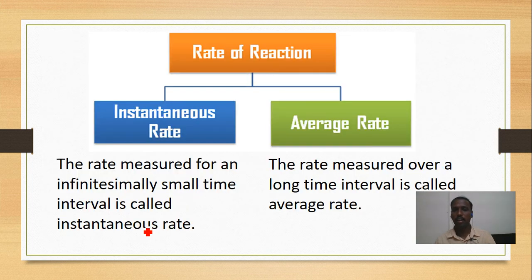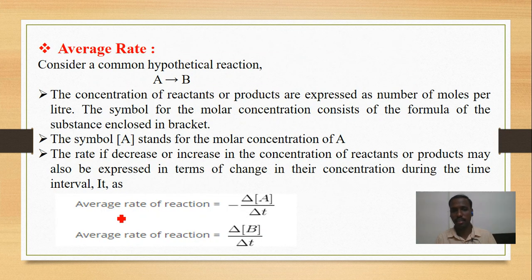Then the rate of reaction is of two types. One is instantaneous rate, one is average rate. Average rate means the rate measured over a long time interval. Instantaneous rate means the rate measured over a small time interval. First, we will go with average rate.